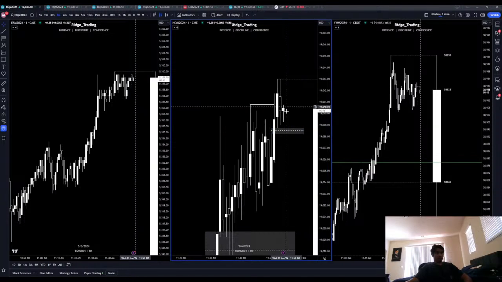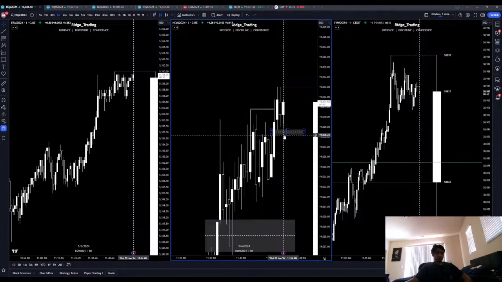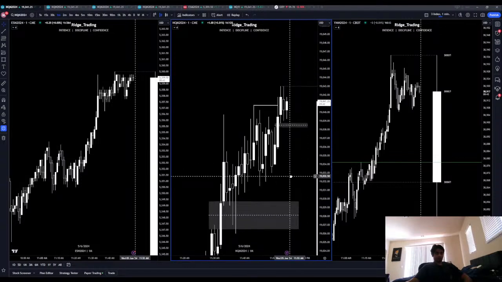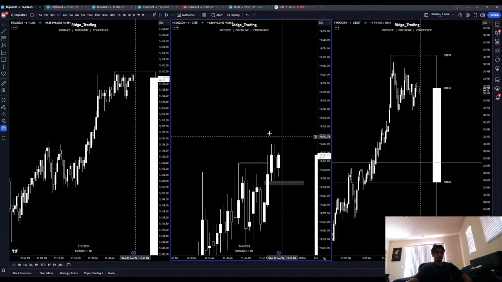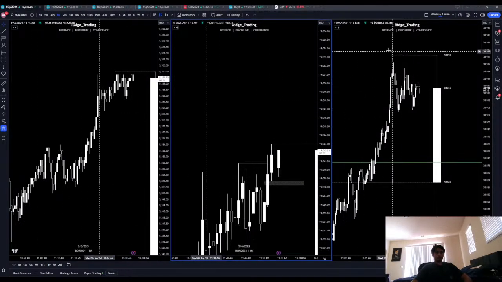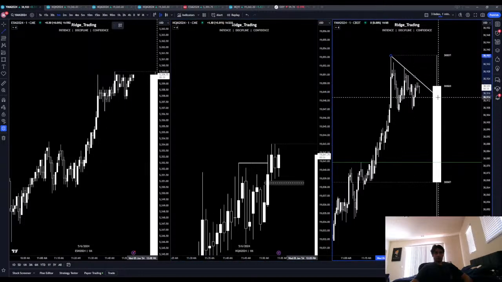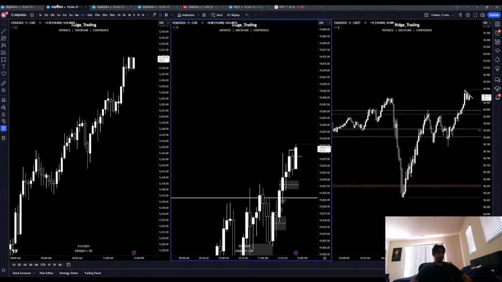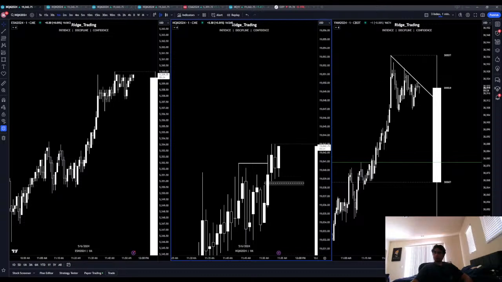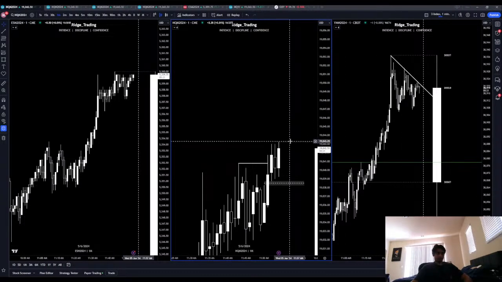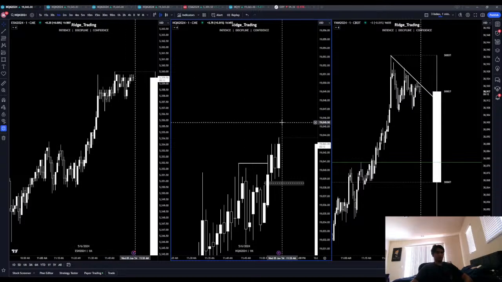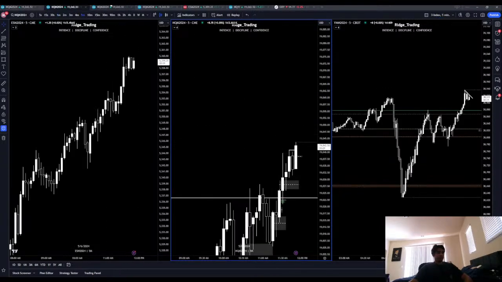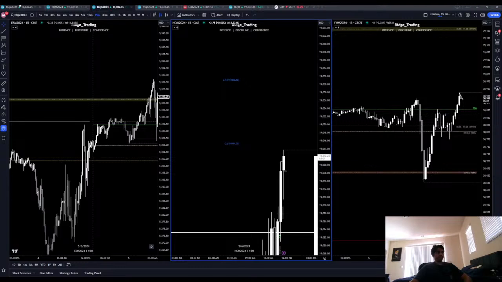Ideally, it just leaves this little gap behind. There we go. Even look at YM, it's just coiling here. Come on, 45.50 or 44.75. Right. Yeah.